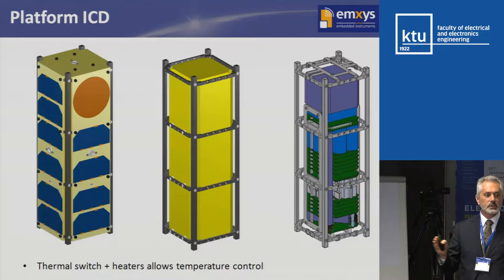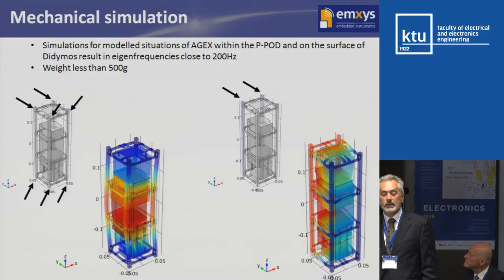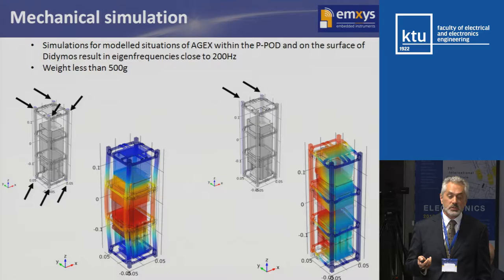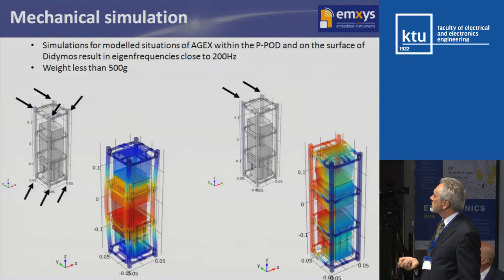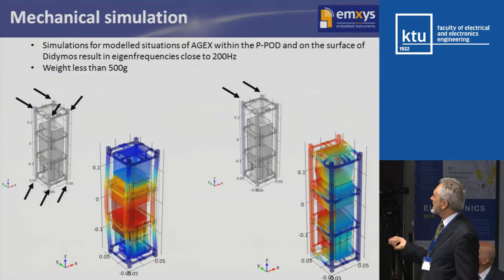Of course, we have to make sure that this structure will withstand the launch, and that means having eigenfrequencies as high as possible. To ensure a launch, having eigenfrequencies bigger than 200 Hz is warranted when the satellite is supported on the edges or on the sides. So with this structure, we need some simulations to guarantee that.